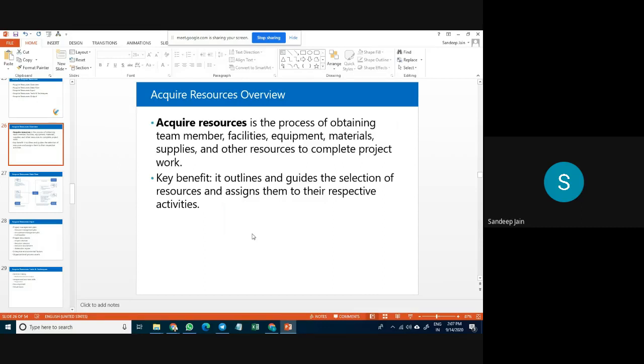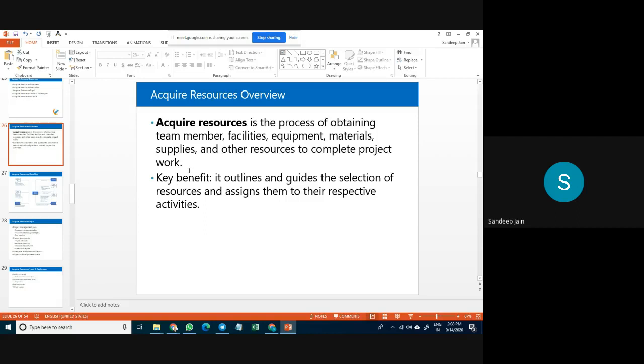Okay, can somebody read this for the class? Acquire resources overview. Acquire resources is the process of obtaining team members, facilities, equipment, materials, supplies, and other resources to complete project work. Key benefit: it outlines and guides the selection of resources and assigns them to their respective activities. Okay. So this is a very brief overview.